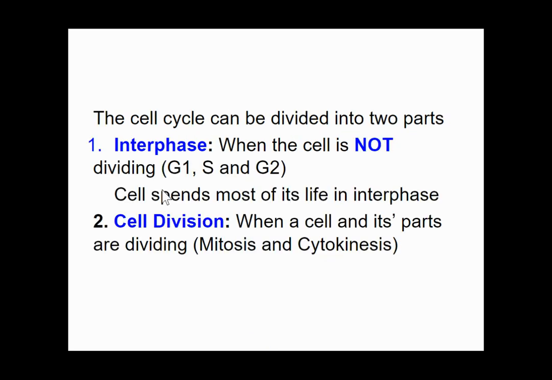The cell cycle can be divided into two parts. The first part is called interphase. This is the time when the cell is not dividing. This is G1, S, and G2 parts of the cell cycle. This is where the cell spends most of its time, right? Most of its life is when it's not dividing. And that's mainly because when a cell is dividing, it can't do any of its functions like making proteins. So it spends most of its time not in that division stage.